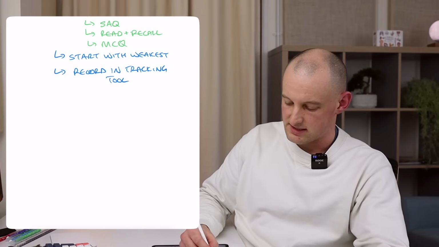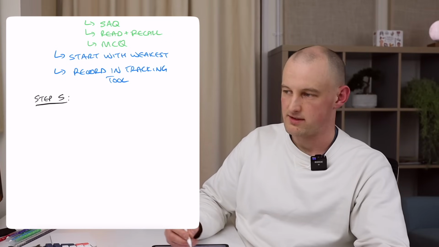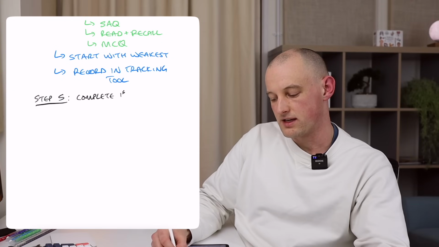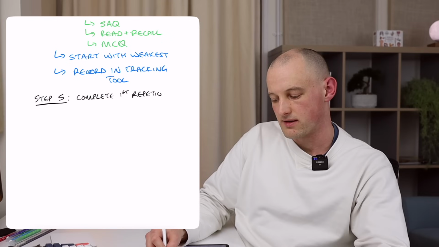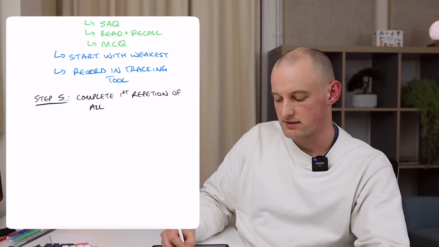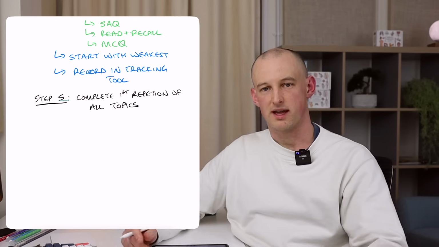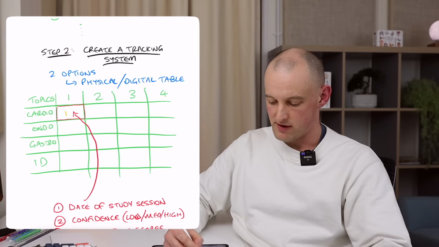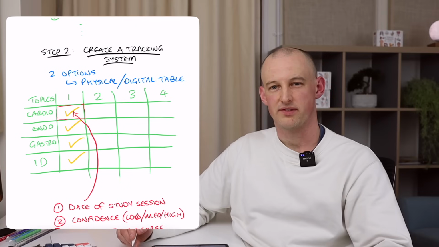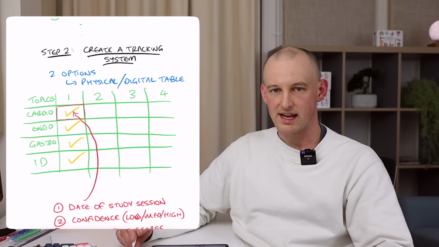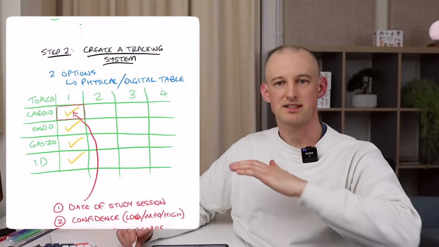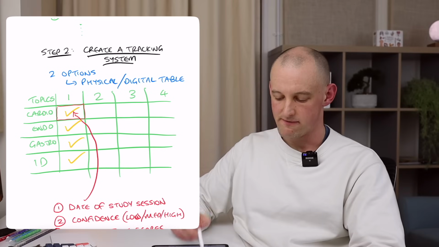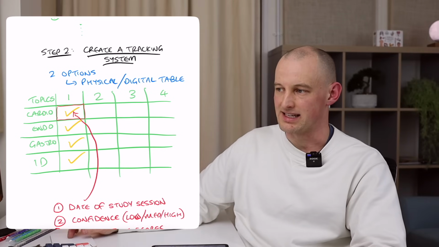Next step is step 5, which is you complete your first repetition of all topics. Okay, so you've got your list of topics. You want to fill in every box in the first repetition before you move on to the second repetition. This is so that you've got a baseline across the entire curriculum. You've not missed anything out that's coming on your exam. So your first repetition of all topics is complete.